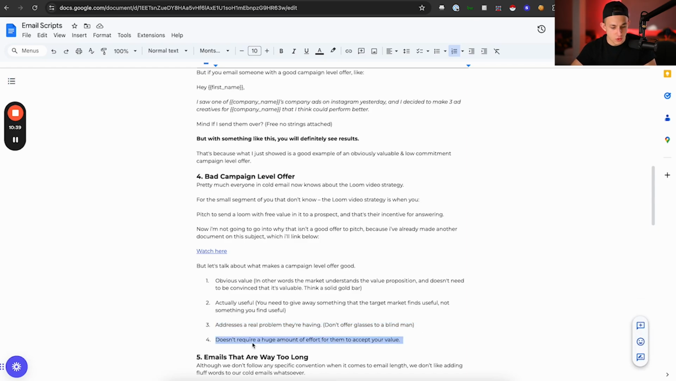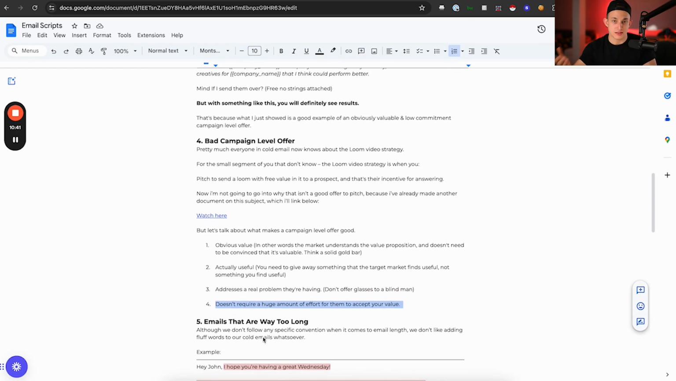Okay, and then also don't require a huge amount of effort for them to accept your value. That's what I just talked about in the commitment aware part, right? You want to make it as easy as possible to say yes to what it is you're asking for, or what it is you're offering, more accurately.